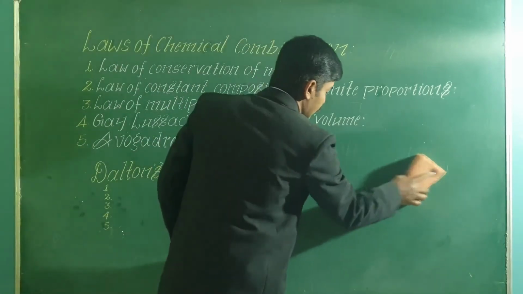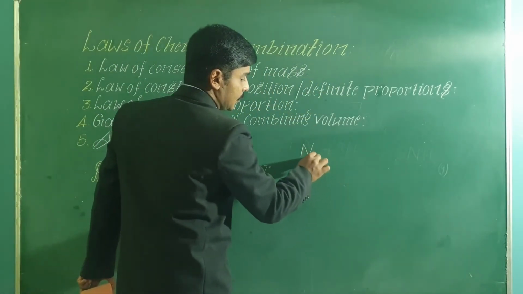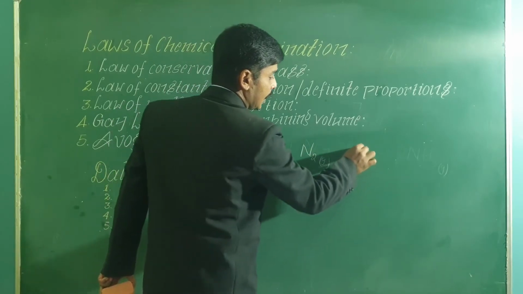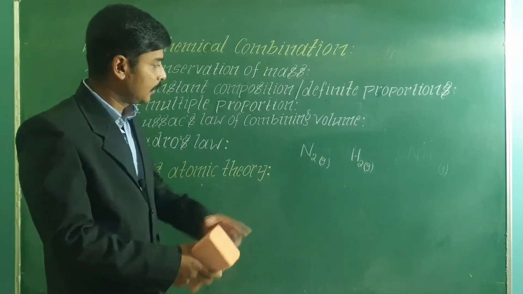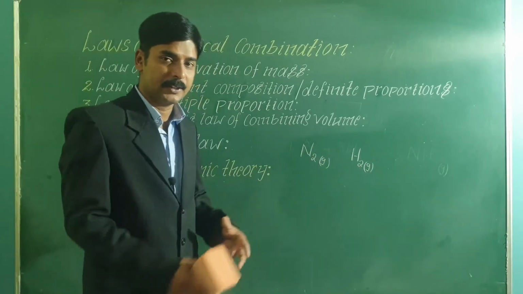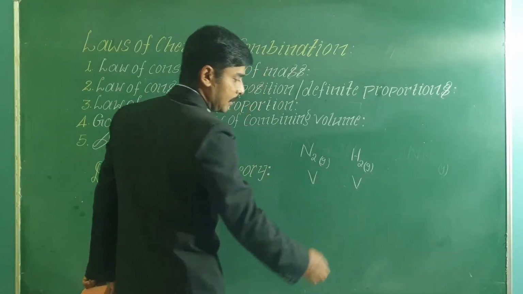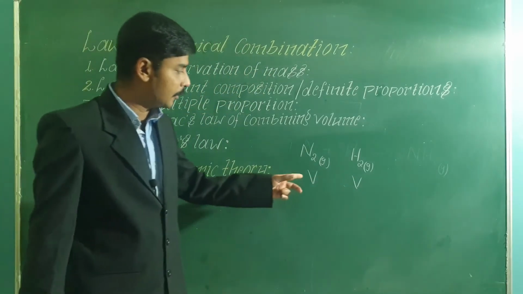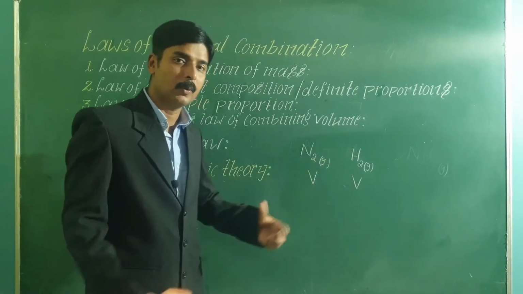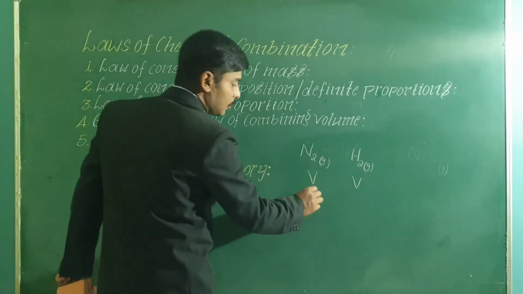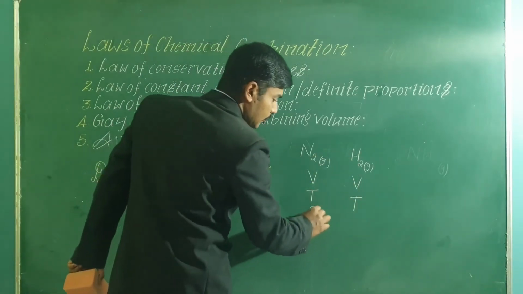If we consider two different gases, let us take nitrogen gas and hydrogen gas. These are the different gases that I have considered. Let the volume of both of these gases be the same. Let us say I took 10 cm cube of nitrogen and 10 cm cube of hydrogen, equal volume, and the temperature of both of these gases is the same and the pressure is also the same.